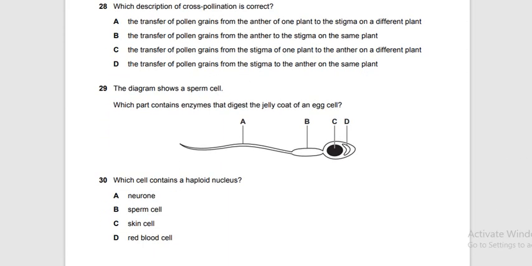Now, which description explains cross-pollination? Cross-pollination is the transfer of pollen grains from the anther of one plant to the stigma of a different plant. That's quite straightforward. That's the answer. Now, the diagram shows the sperm cell, and we need to know which part contains the enzyme that digests the jelly coat of an egg cell. It's D because it contains the enzyme in the acrosome.